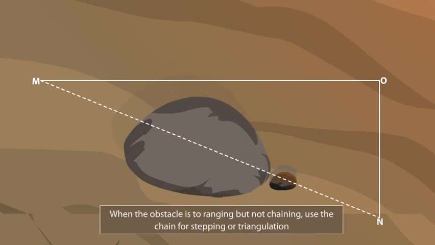So, remember, when there is an obstacle to ranging but not chaining, you can use the chain for stepping or triangulation in order to overcome that obstacle.